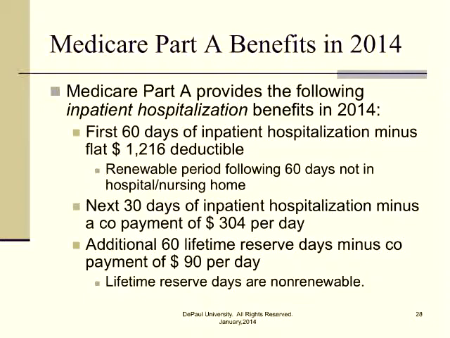And you don't need to worry about memorizing these numbers, except the concept is what I would need you to be aware of. For the first 60 days of being an inpatient in the hospital, you will pay a deductible of $1,216 in 2014. There is a renewable period following 60 days not in a hospital or nursing home. So if you're out of it for another 60 days and then you have to go back, it starts all over. For the next 30 days of inpatient care, Medicare will pay for the hospitalization minus $304 per day. And then after another 60 days, there's a minus $90 a day.